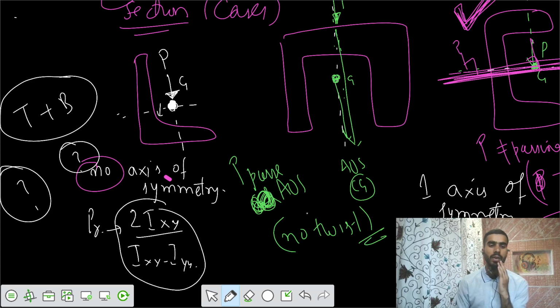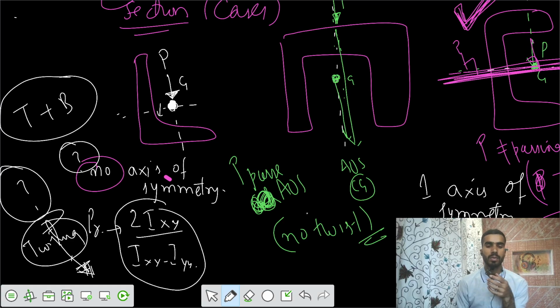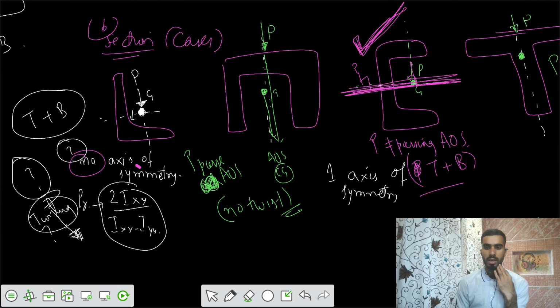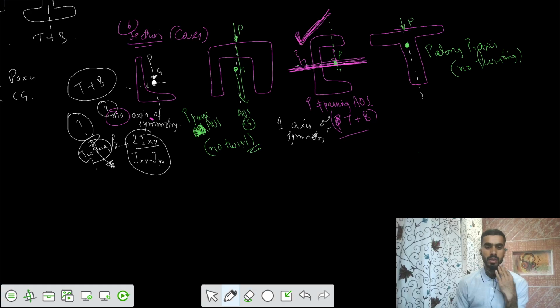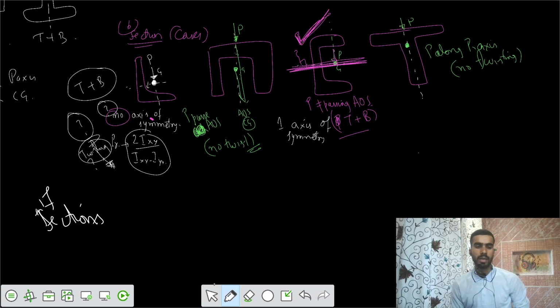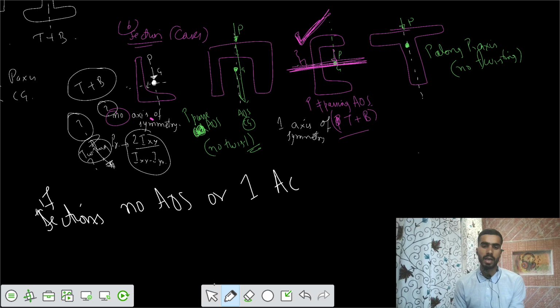This is the question: how can you use this section then? There would be twisting of the members. If you are using it for bending, twisting also gets developed. So how can you eradicate that twisting of that section? That's one question mark here. So we can write the statement for this next case: if the sections have no axis of symmetry, or they have one axis of symmetry, and P passes, I would say P passes, yeah, there might be confusion.